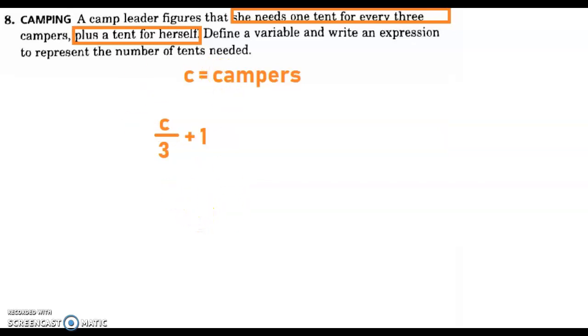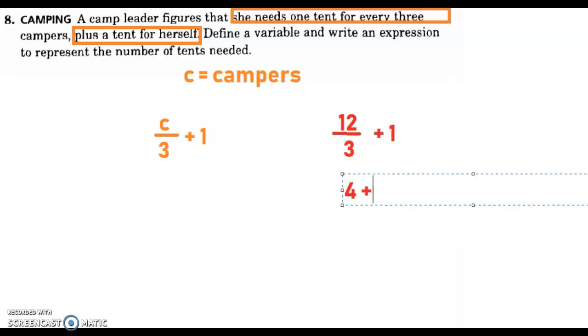Let's try it out. Let's put a random number in for C. So instead of C, I'm going to make it easy and a multiple of 3, so it's easy to divide by. So let's say 12. So if I have 12 campers and I divide it, I'm putting that in my equation now. 12 divided by 3 plus 1. I would have 4 plus 1, right? Equals, I need 5 tents.